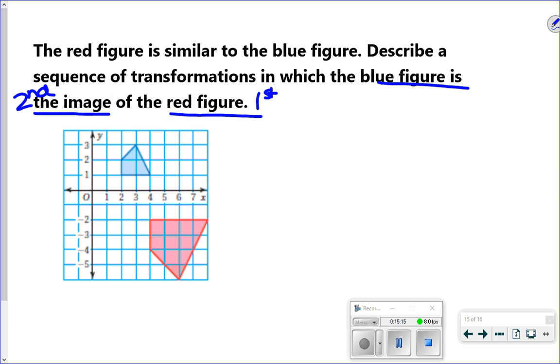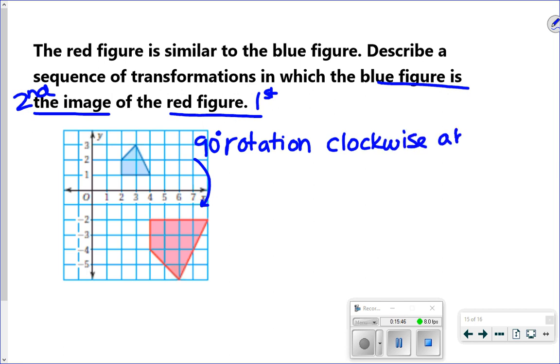Okay, so looking at our shape here, it looks like a rotation is a part of this as well. Remember, for a rotation, you need to have the amount of degrees, you need to have the direction, and you need to have the center point. So to me, it looks like the shape's going this way. So that would be a 90-degree rotation. That's going to be clockwise about the origin.